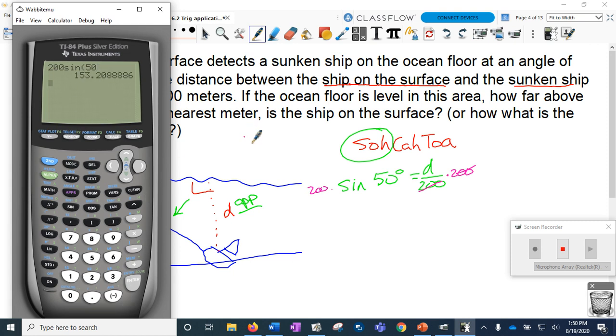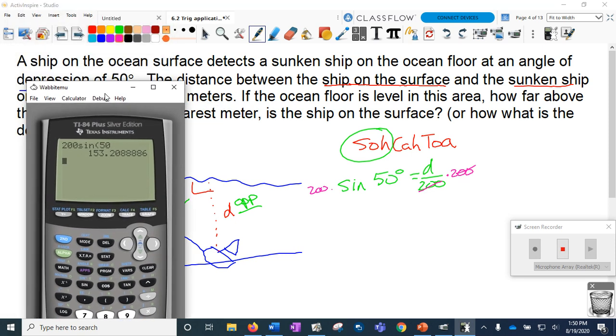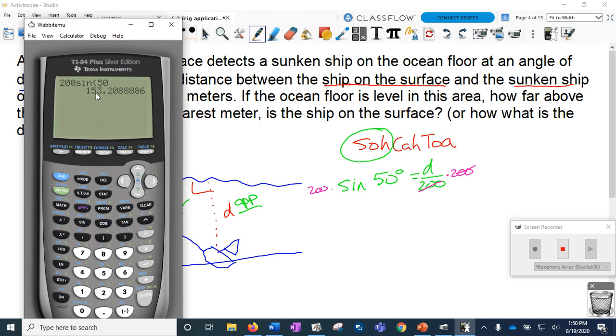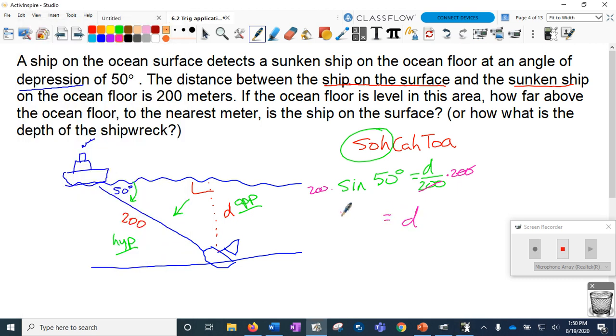And it says how far is it to the nearest meter up here? It said to the nearest meter. That means the whole number. 153.2. That 0.2 is going to mean I keep this at 153. So the distance is 153 meters.